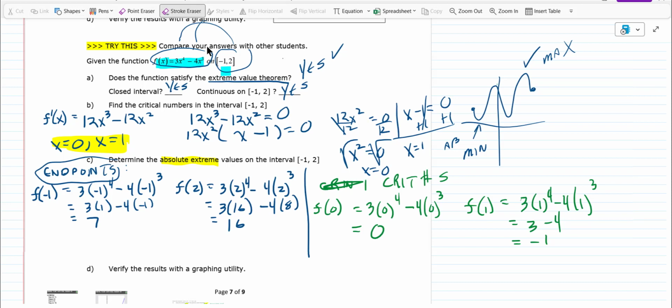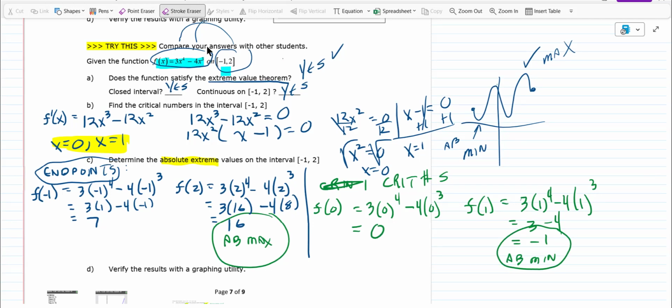16. Okay, that's your absolute max right there. Which of these 4 numbers is your absolute minimum? Negative 1. Okay, so that is the absolute minimum that you get there. So what you do is, if you have a closed interval, the absolute or global max and min occur at either the endpoints or the critical numbers. They're not going to occur anywhere else. That's why you can use this technique.